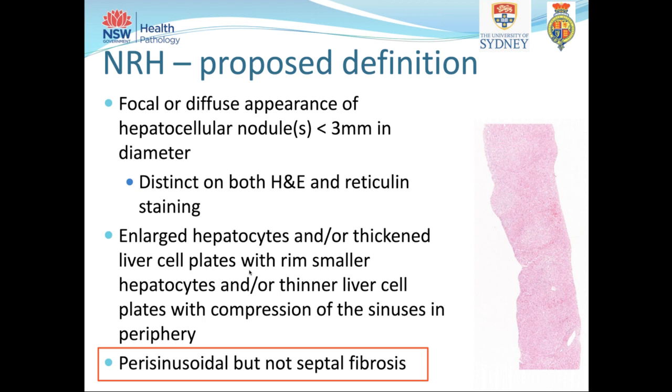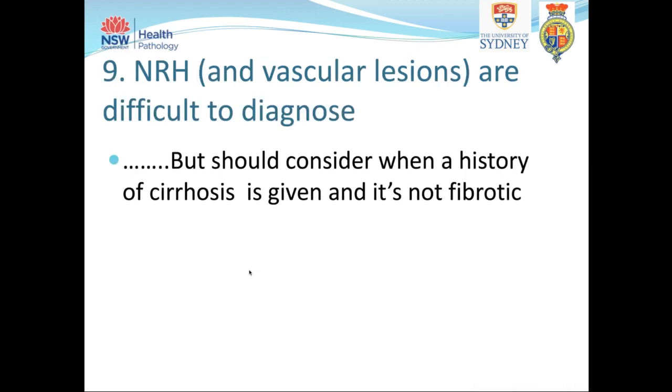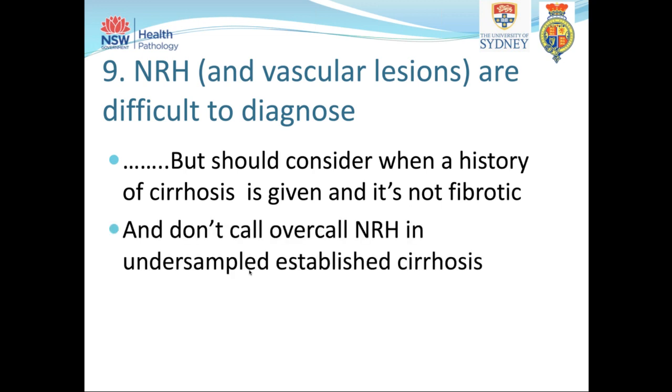It's not cirrhosis, as the synonym might suggest. So NRH and vascular, the teaching points, I guess, is that these lesions are difficult to diagnose. But in a case such as this, when you're given a history of cirrhosis, for which they have good clinical evidence, but you don't see fibrosis, you should certainly consider it. And unfortunately, I couldn't find the example where I did this, but it's also important not to overcall NRH in cases of established cirrhosis, as you can, of course, get some quite marked vascular remodeling in this.